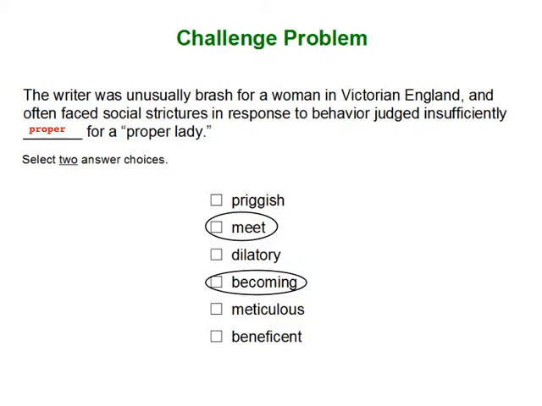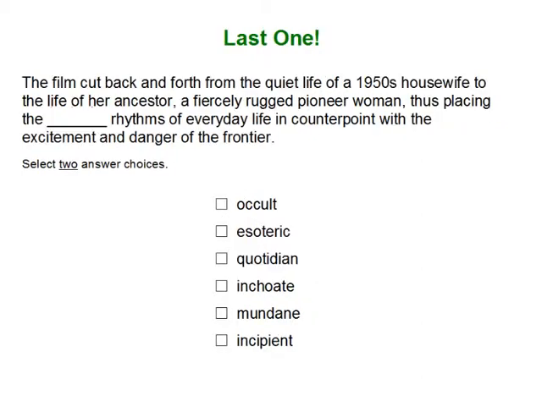Priggish is kind of a false triple here in a way. Priggish is in the ballpark of what we want, but someone would never complain that a person was insufficiently priggish, because priggish does sort of mean proper, but it's a bad thing. It means proper in a very bad way. You're way too proper, and they weren't saying that she was insufficiently priggish. In fact, she was so far from priggish that she was just insufficiently plain old proper. Meet and becoming both being synonyms for proper in that sense. Tough problem for that reason. There's two very tricky answer choices there. Okay, last one.